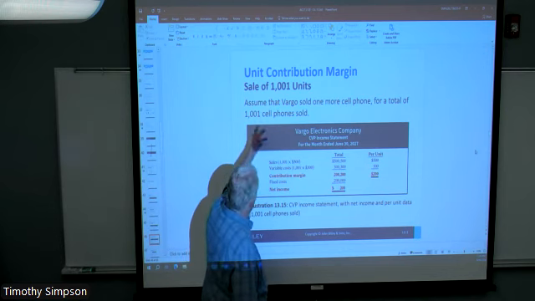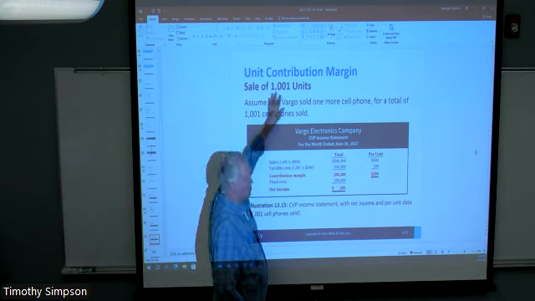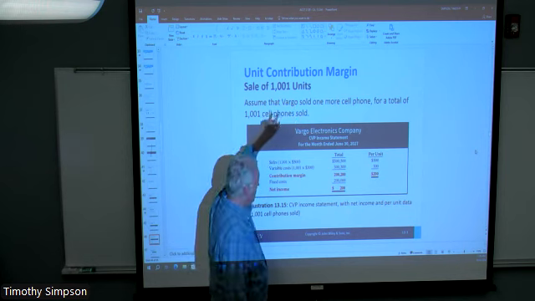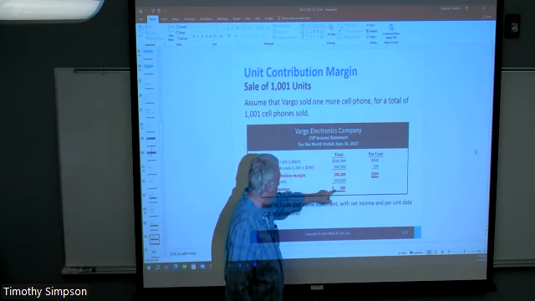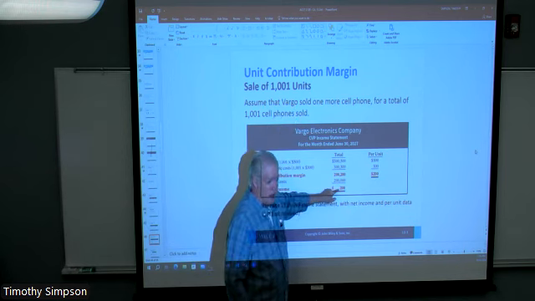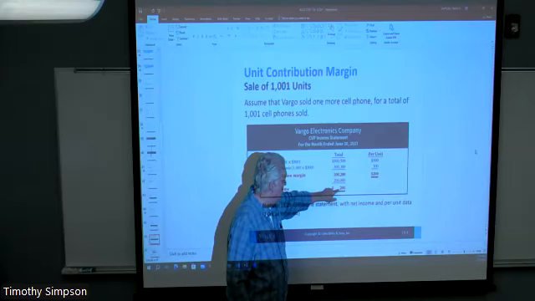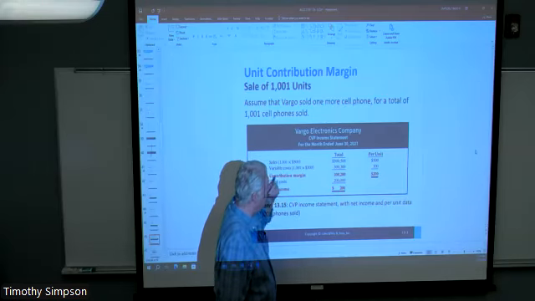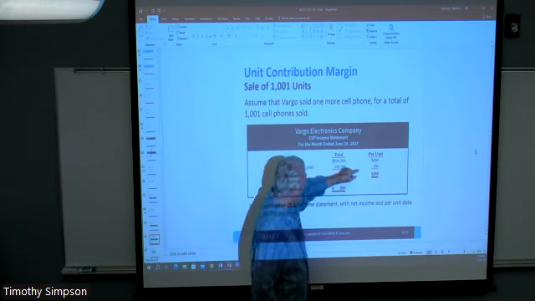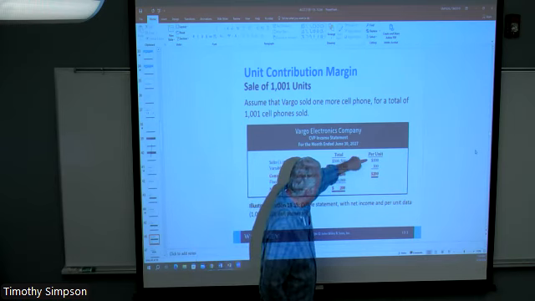And in this example here, it says, what if we did 1,001? That's one more unit. Well, one more unit would give us net income of $200. And that's not a mystery as to how we got there. Contribution margin per unit is $200. Why? Because we sell for $500.